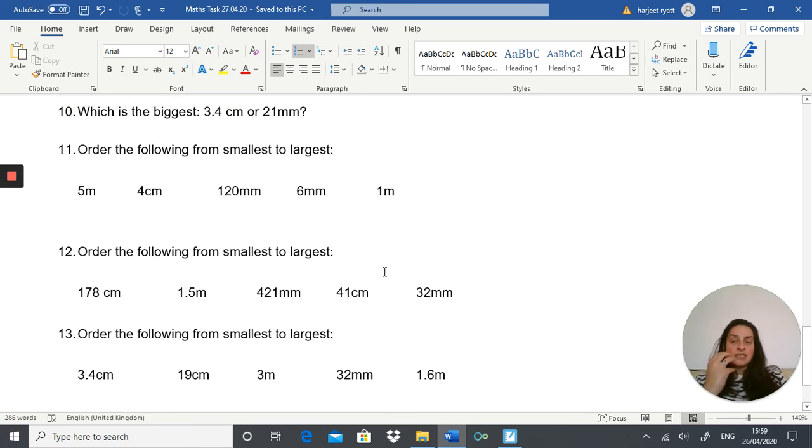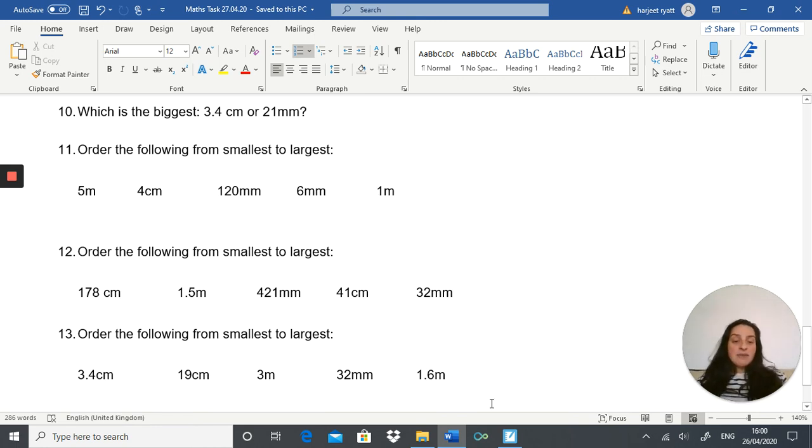And last but not least, questions 11, 12, and 13 ask you to order these measurements from smallest to largest, and that would be ascending order. Now, I think we did an example of this on Thursday's lesson. So if you're a bit stuck, go back to the YouTube playlist, find the lessons from last week. This is a revision day, just so you make sure you have fully grasped how to carry out the correct conversions.